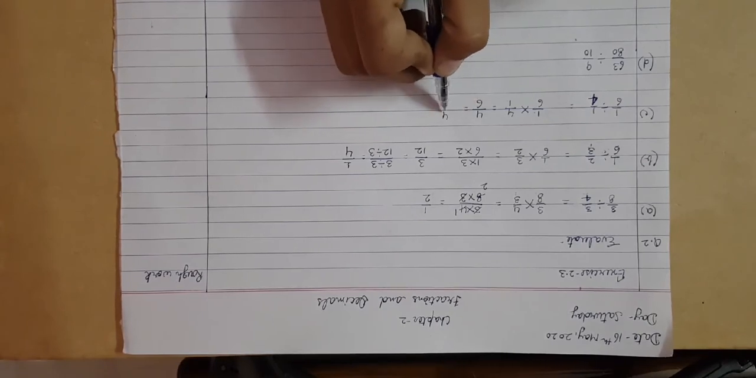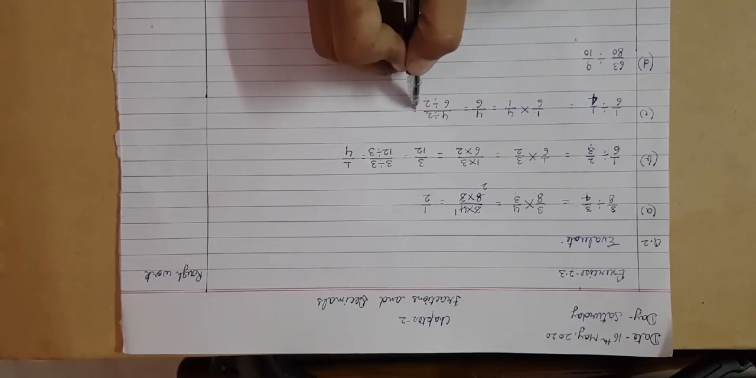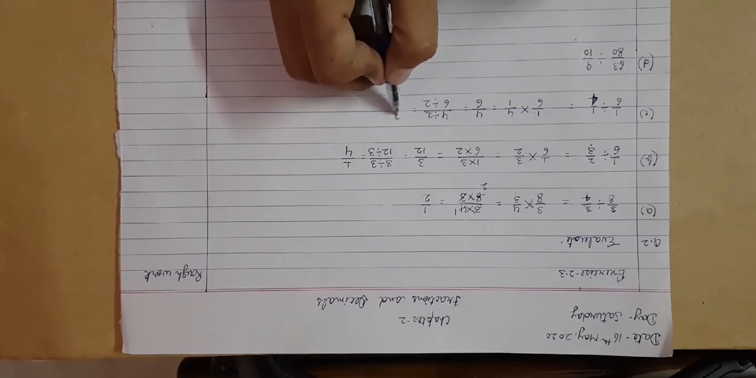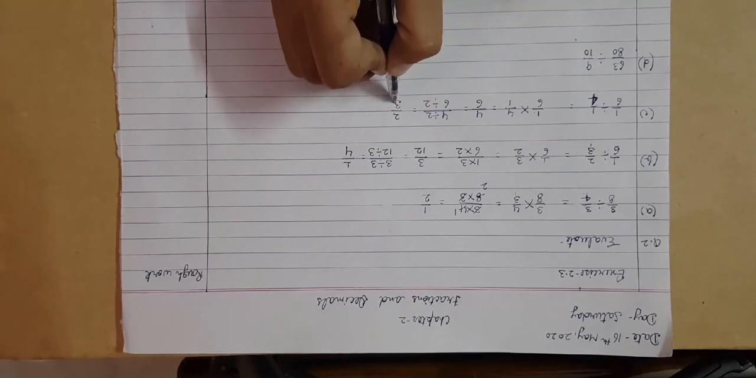Again here 4 and 6 have a common factor, that is 2. Hence I am dividing both of them by 2. So 4 divided by 2 will be 2. 2 2s are 4. Here 2 3s are 6. So 2 upon 3 will be the answer.